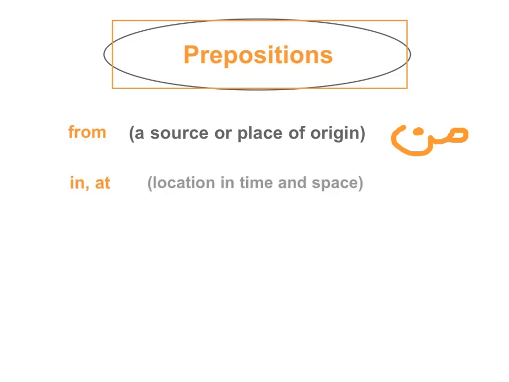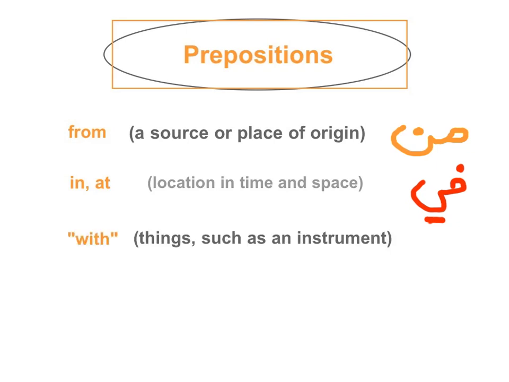Next is the preposition in or at. In Arabic we say fi, and it is used for location in time and space. For instance, if you want to say there are 3 students in the class, you say في 3 طلاب في الصف. Or if you want to say in the morning, you would say في الصباح. Notice صباح, the صاد is a sun letter, so we say في الصباح.